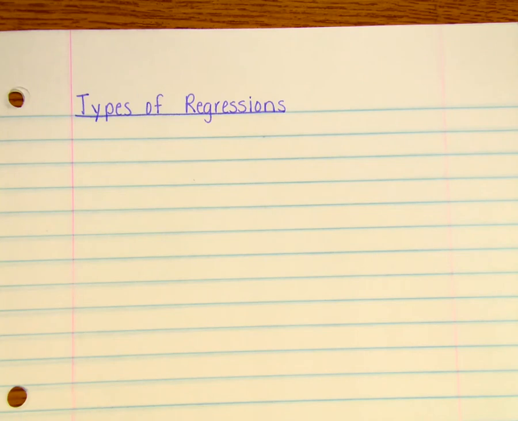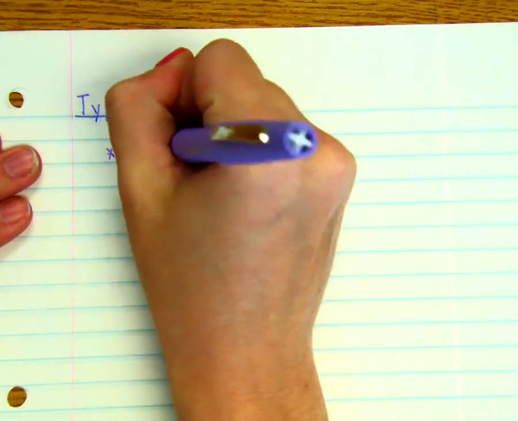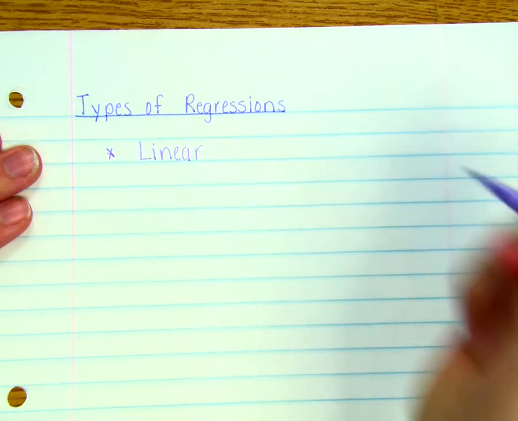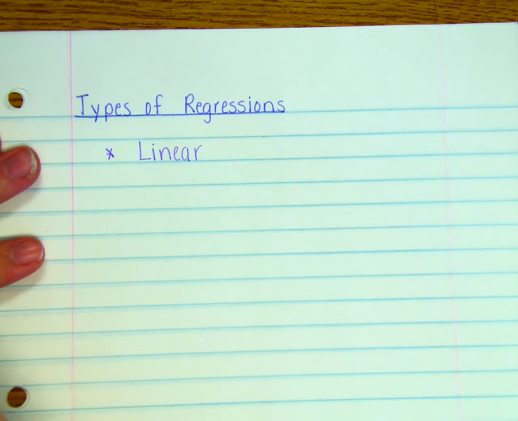So now what we're going to go over are the types of regression models that you could possibly see. There are 4 types of regression models that we could possibly see in this class. So the first one is a linear. Okay. In our calculator, we're going to go over the different functions and how to use the calculator.